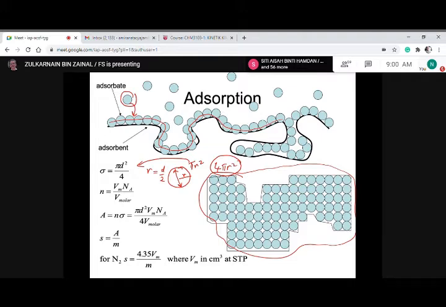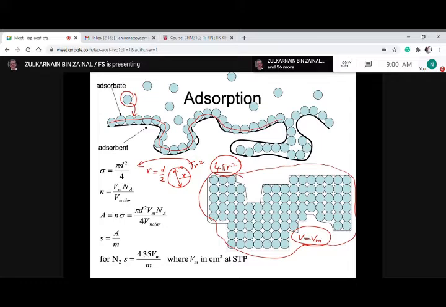So if all the space is covered, then the volume that is covered on the surface should be Vm, right? So this is V equal Vm, meaning that we can then calculate the total surface area of the material. What you have got to do is just use Vm. Get the Vm value, which is the volume of the gas.